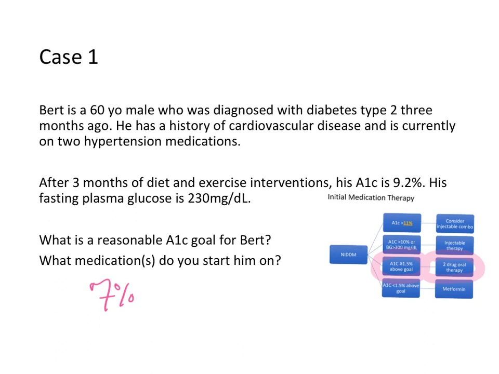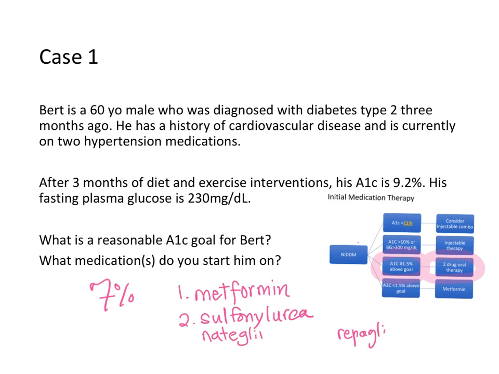One of those drugs, of course, unless he has any contraindications, is going to be metformin. The other one is up for debate, but a sulfonylurea would be a cheap and convenient choice for him. Since he's older, we might want to avoid sulfonylureas because of the hypoglycemia. A better choice might be nateglinide or repaglinide. They're shorter acting and therefore are going to be less risky if they do cause some hypoglycemia.